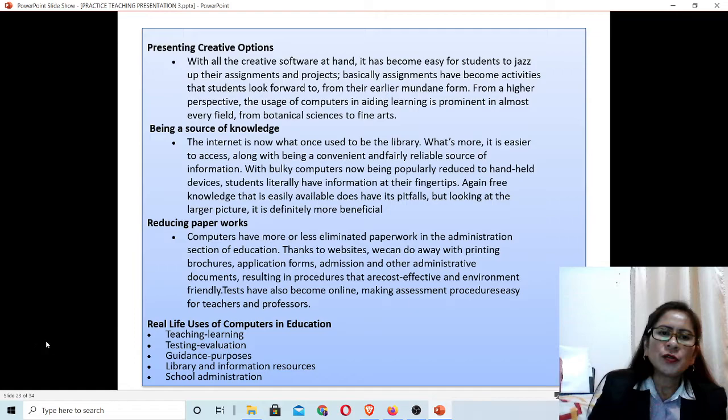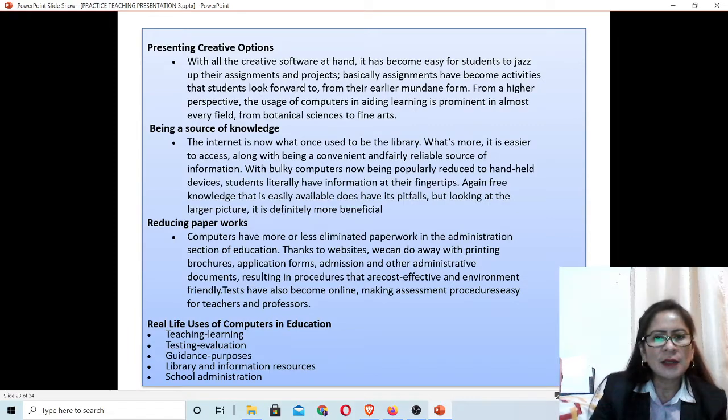Presenting creative options. With all the creative software on hand, it has become easy for students to finish assignments and projects. Basically, assignments have become activities that students look forward to, from their earlier mundane form. From a higher perspective, the usage of computers in aiding learning is prominent in almost every field, from botanical science to fine arts.